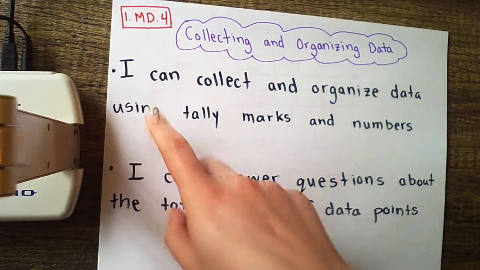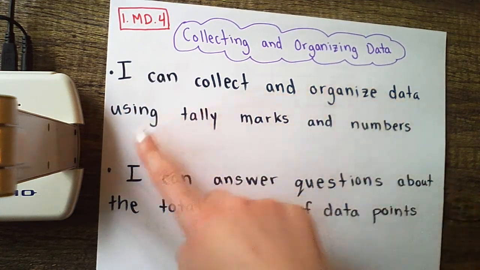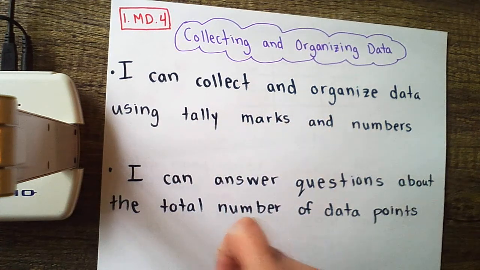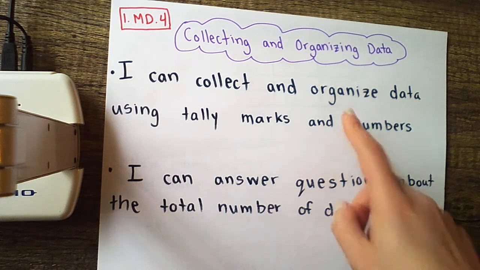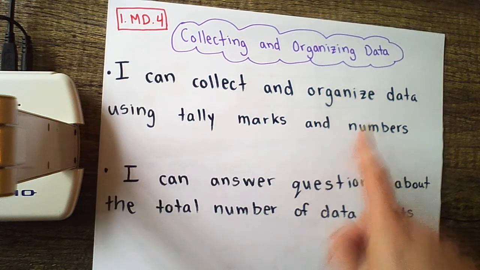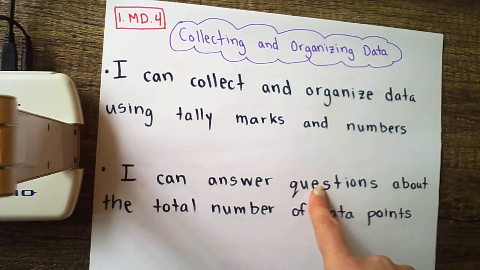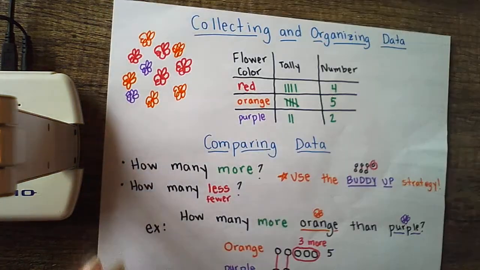Here are our I can statements. Our first one says, I can collect and organize data using tally marks and numbers. And our second says, I can answer questions about the total number of data points. Now, all this means is that we're going to collect or gather information about something. We're going to organize it into a chart or a table using tally marks and numbers, and then we're going to be able to answer questions about the total, or all of the data points that we have. Now let's take a closer look at what this means.